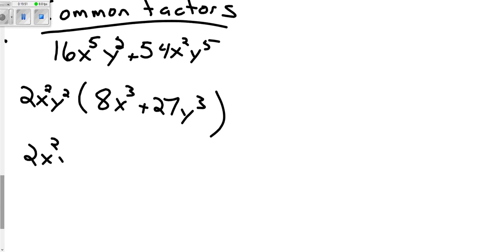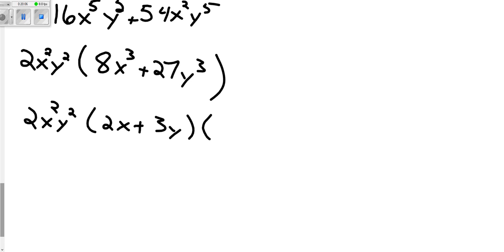This would be 2x, same, 3y. Remember SOAP for the cubes. x squared, opposite, that's going to be 6xy. And then keep going.